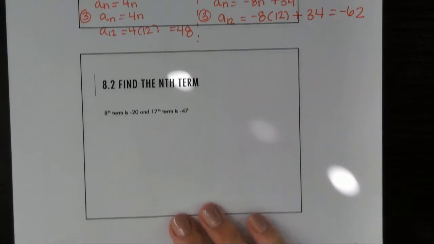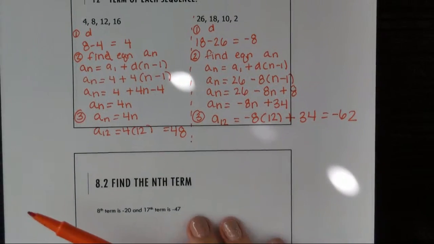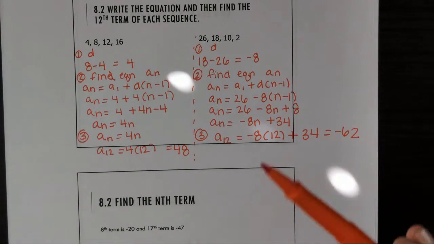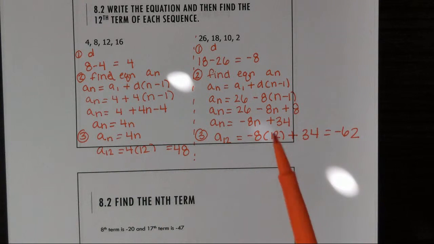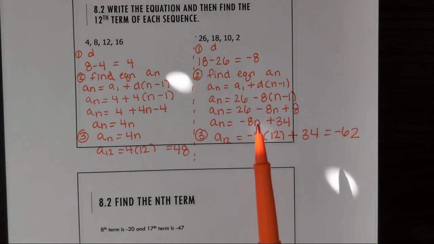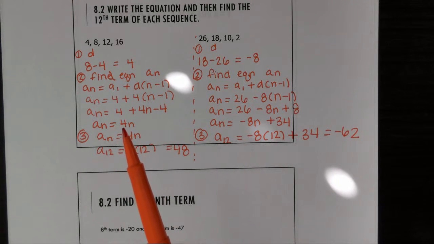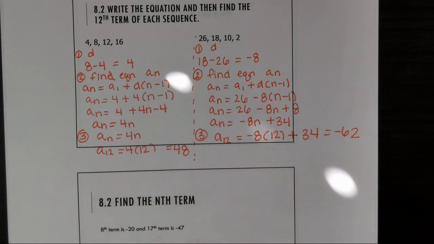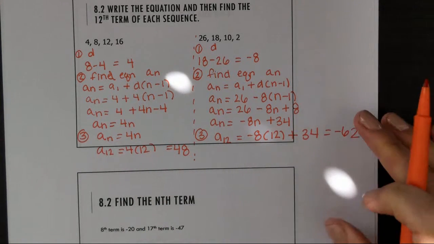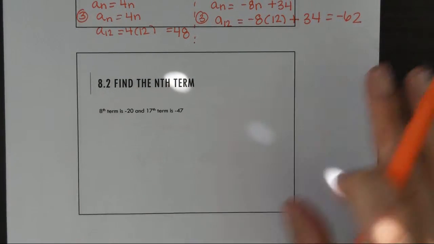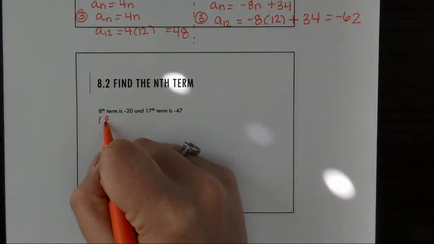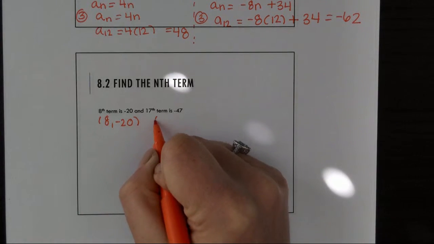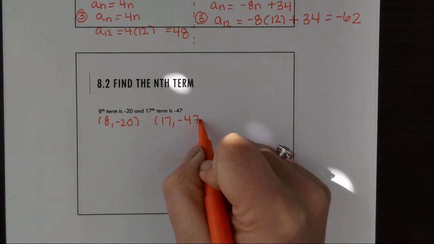If you've noticed, the equations that we found for the two previous examples, and this is true for all arithmetic sequences, the function is a linear function. So that really means that the coefficient in front of the n, the 4 and the negative 8, are really the slope of the line. So we can treat this particular example like we're finding the slope of the line.